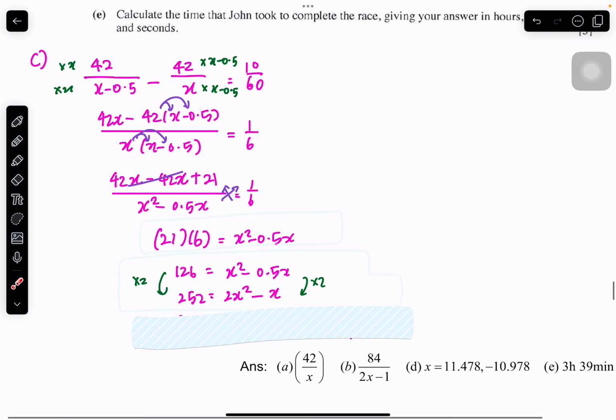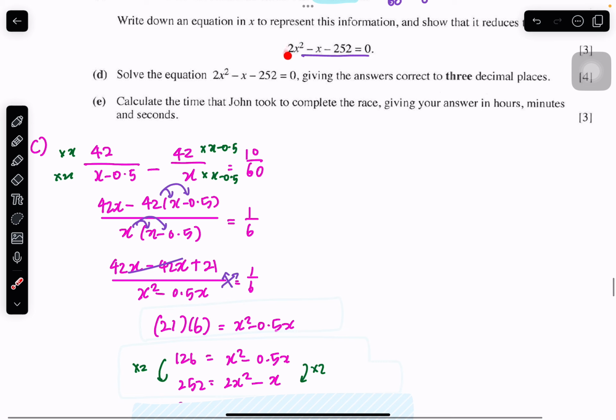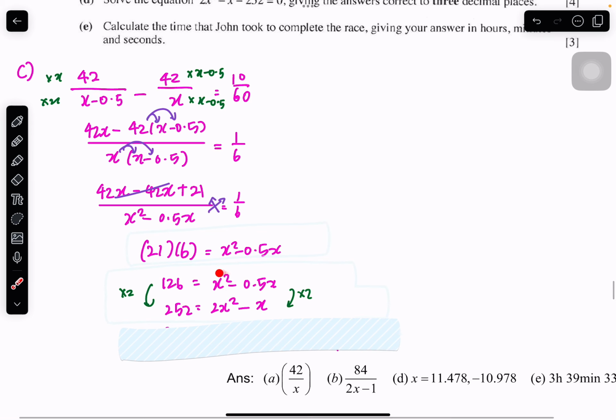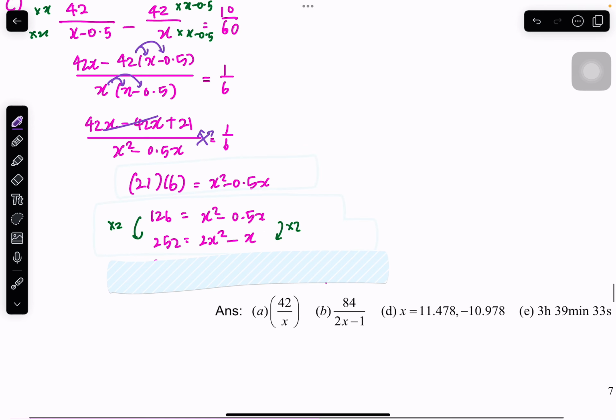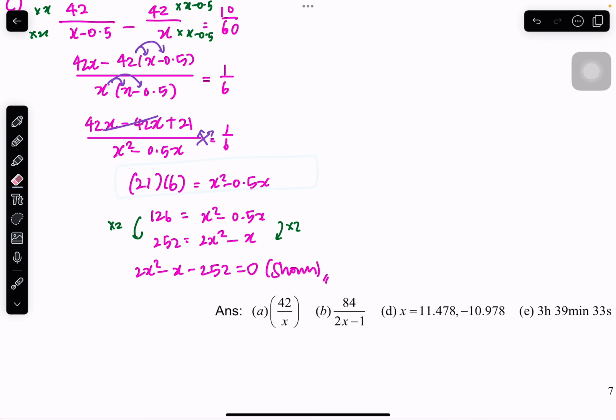Right, so if you recall, the question wants us to show 2x squared. Right, so in order to convert x squared to 2x squared, I multiply both sides of the equation by 2, leaving me with this equation over here. And then I subtract 252 on both sides. Okay, that leaves me with this equation, which is exactly what we want to show.